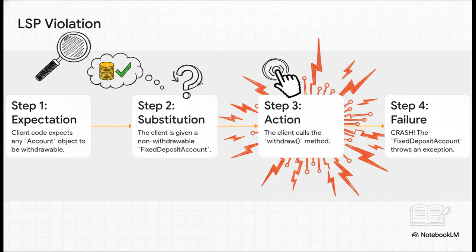So, step 1. Our code is written with the expectation that any account object can be withdrawn from. Step 2, we pass in a fixed deposit account. Now technically it is an account, but its behavior is different. You can't withdraw from it. So in step 3, when the code inevitably calls withdraw, we get to step 4, boom, a crash. The substitution failed the test.